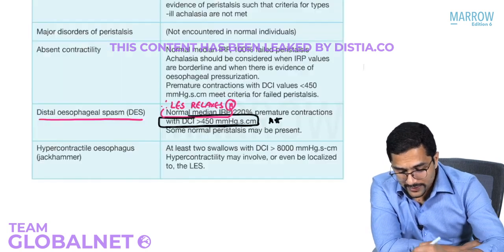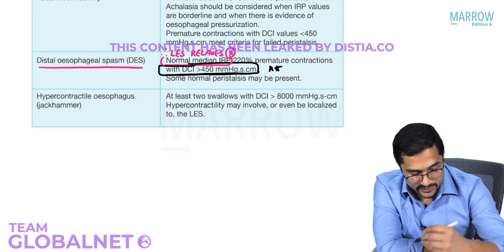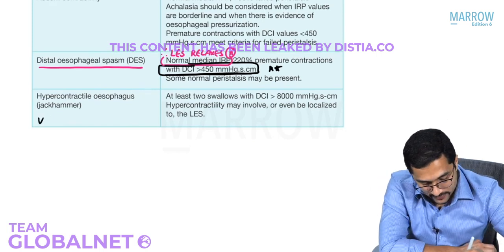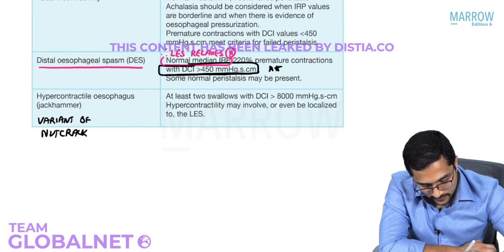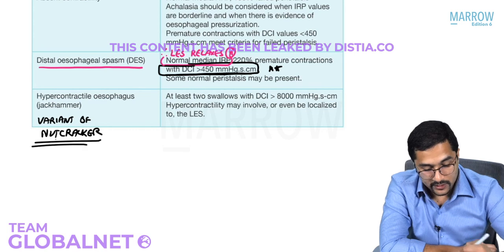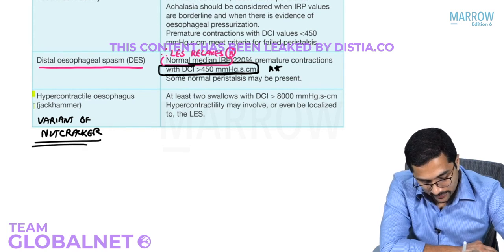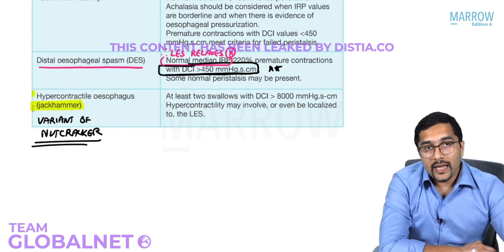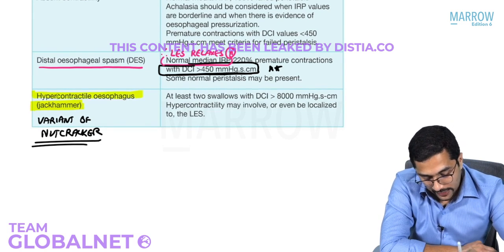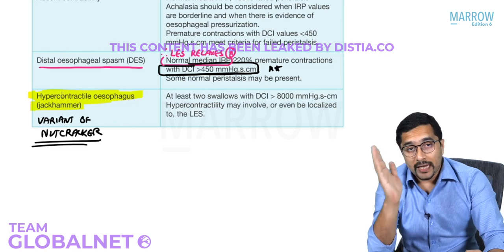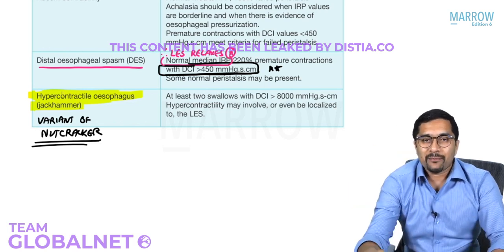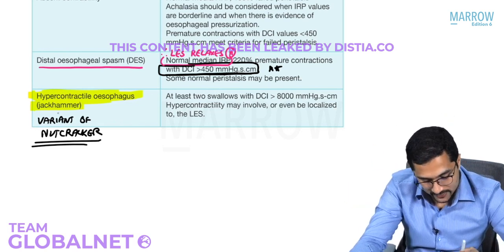Now, according to the latest Chicago classification, there is a variant of nutcracker. This variant of nutcracker is known as jackhammer esophagus. The new name for jackhammer esophagus is hypercontractile esophagus. So the old name was jackhammer, the new name is hypercontractile esophagus.